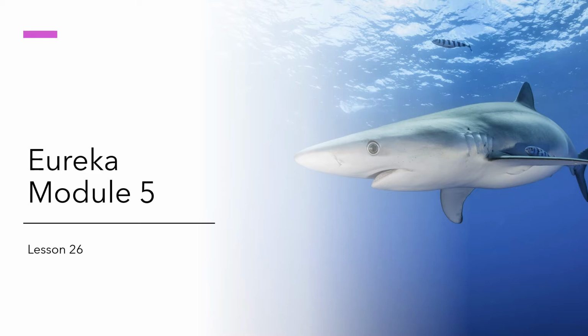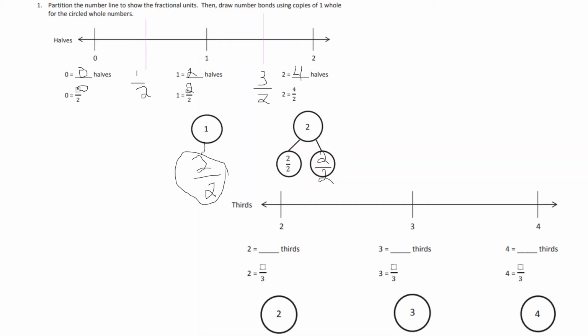But let's begin. All right, so for this first problem, you can see I did the first one for us. What you have to do is partition the number line to show the fractional units. Then draw number bonds using copies of one whole for the circled whole number. As you can see, we first have 0, then I added in the rest of them: 1/2, then we have 1, then 3 halves, and I finally put in the 4 halves.